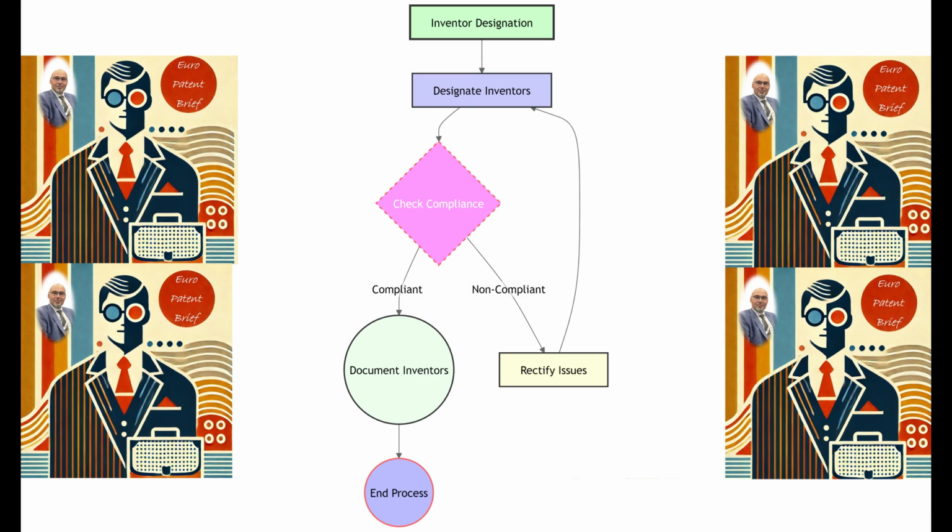3. Physical requirements. Now, let's explore the physical requirements of your patent application. These are the standards that your documents must meet to be accepted and processed by the EPO.